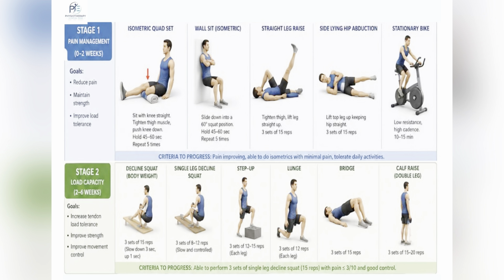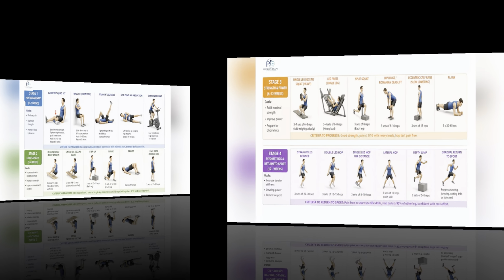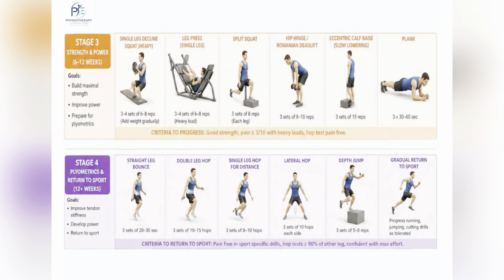This stage focuses on improving the tendon capacity through exercises such as decline squats, step-ups, lunges, bridges, and calf raises. Progression should always be guided by the symptom response and the movement quality. And stage 3 focuses on building strength and power.